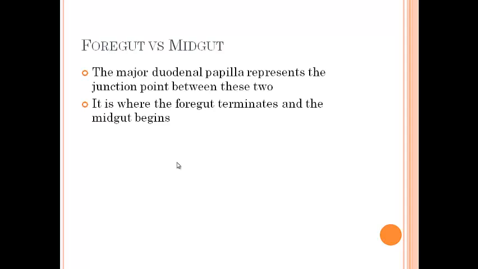Okay? Remember that the foregut, or the region of the foregut, is supplied by branches of the celiac trunk, while the midgut is supplied by branches of the superior mesenteric artery.